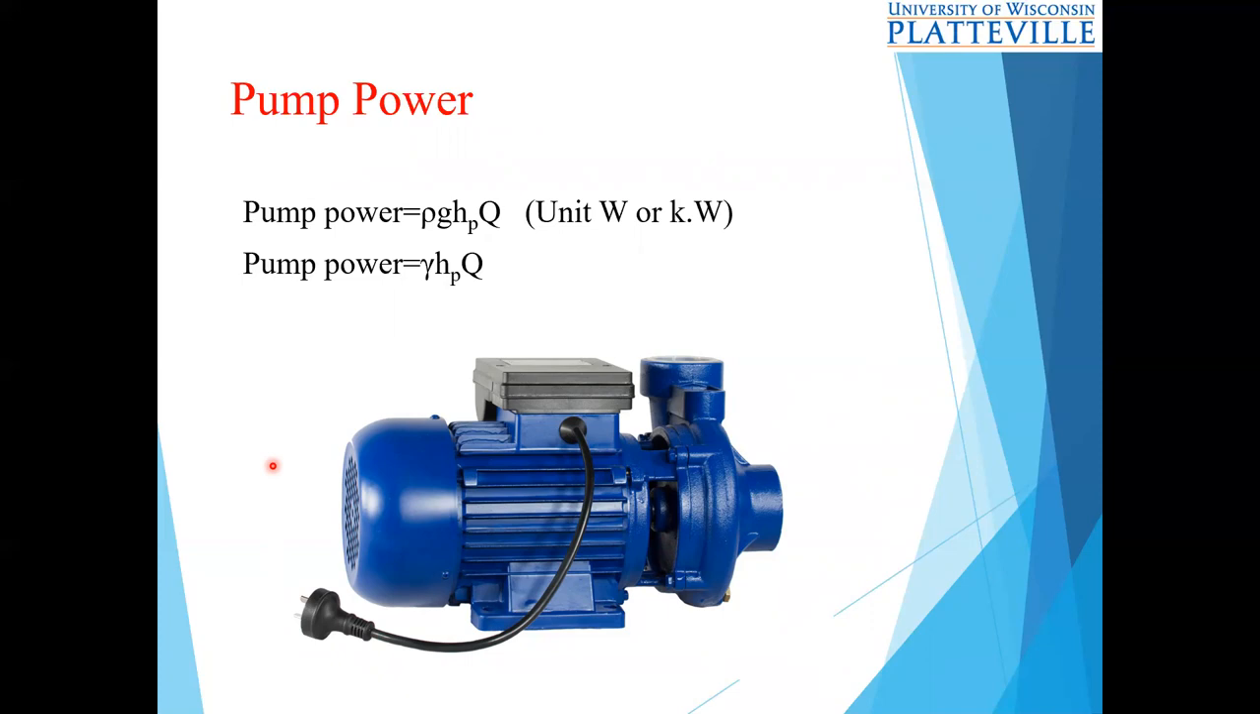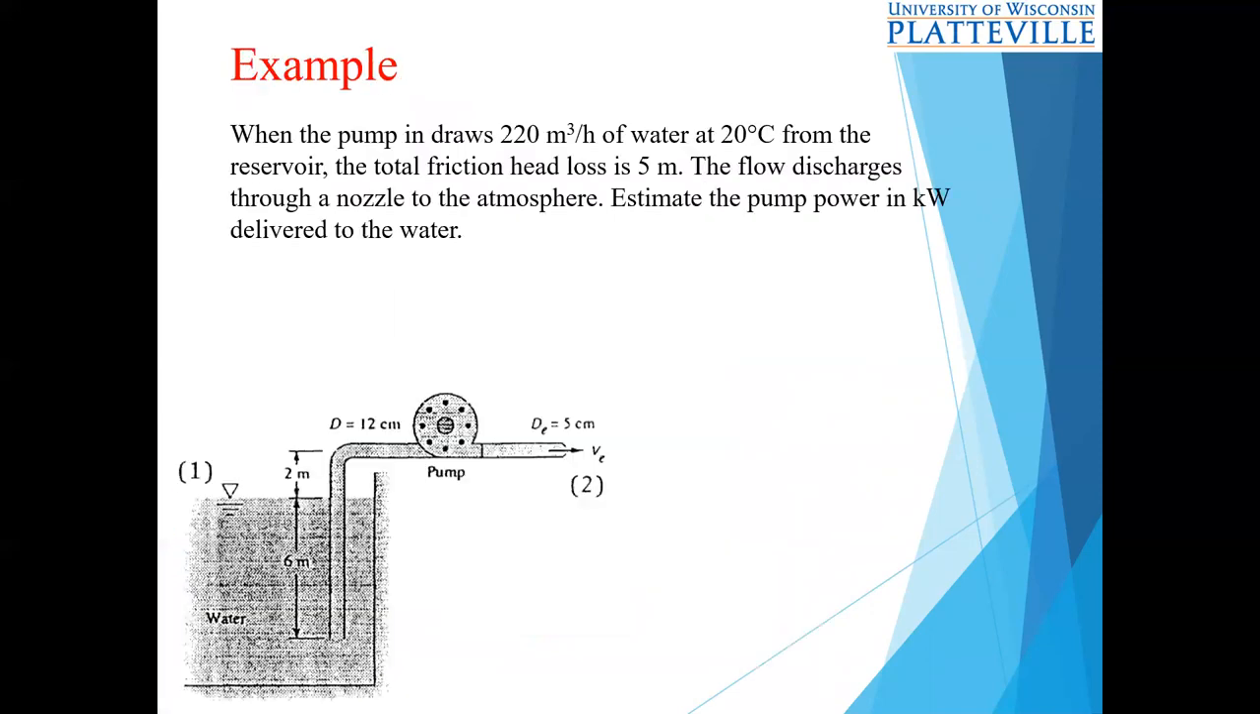Let's solve an example with the pump. So here is the example. Let's read it and see what is given. So when the pump draws 220 cubic meters per hour of water at 20 degrees Celsius from the reservoir, the total friction head loss is 5 meters.